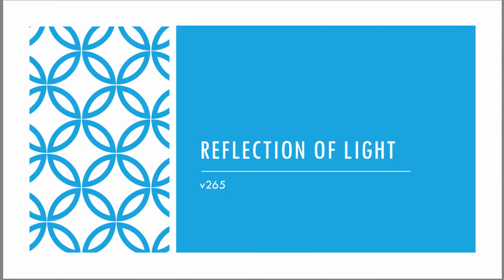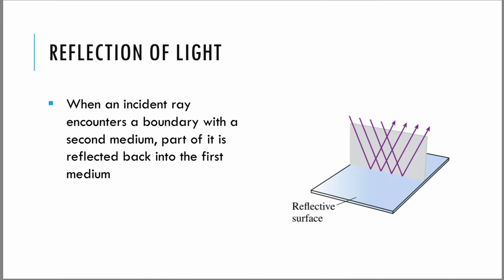This is video 265 and I'll be talking about the reflection of light. Reflection of light is one way that our light rays can interact with matter. Reflection is when the light ray hits a boundary and then is reflected back into the same medium.